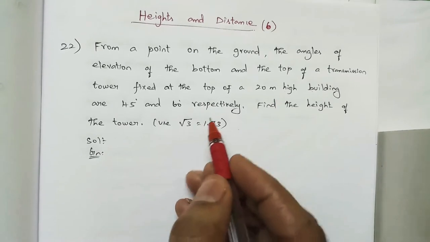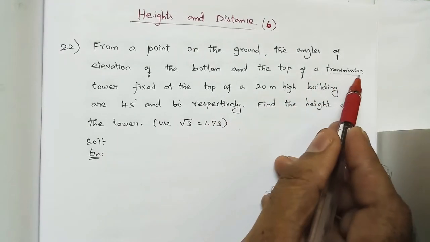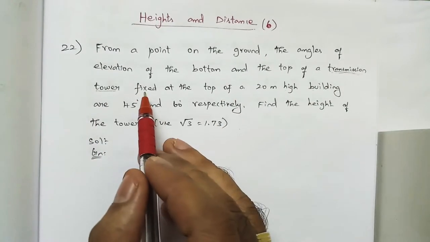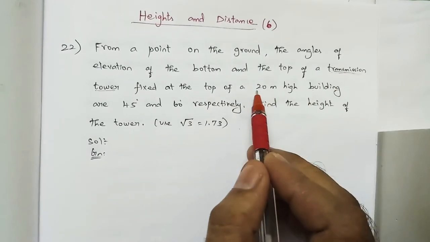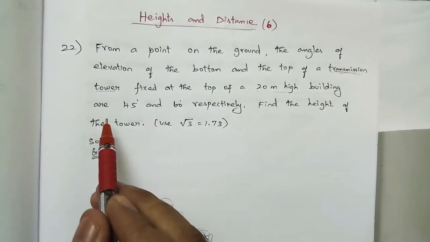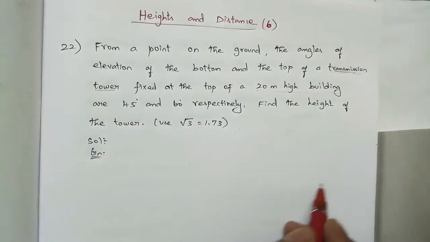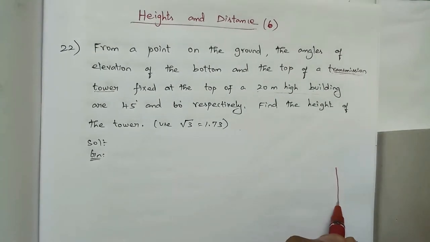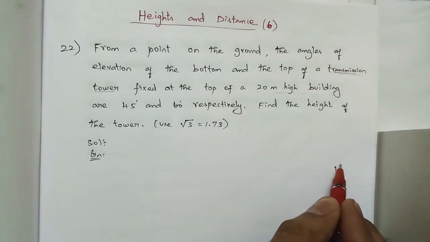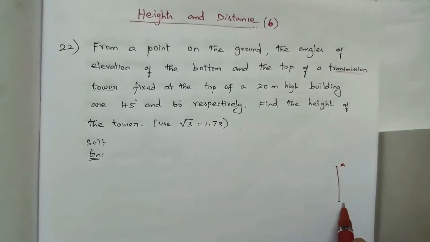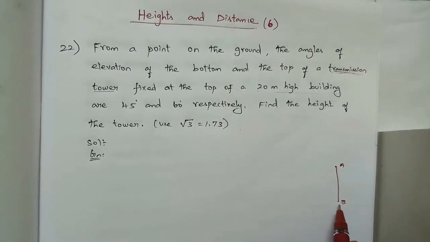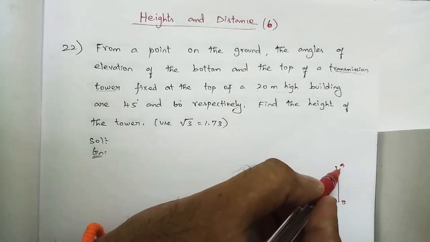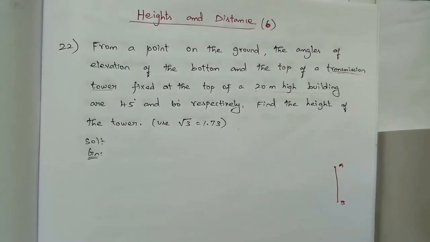They are talking about a transmission tower that has been fixed at the top of a 20 meter high building. So first I am drawing that 20 meter high building. The point A is nothing but the top of the building, and point B is nothing but the foot of the building. The height of the building is 20 meter.